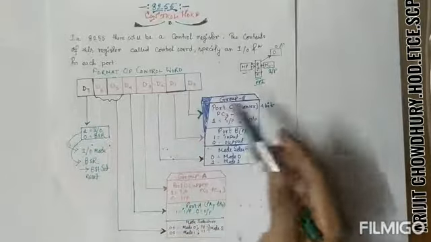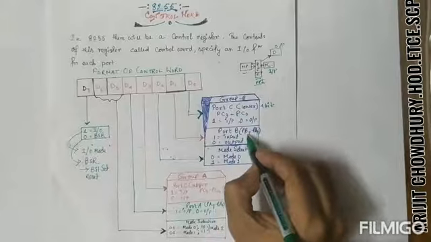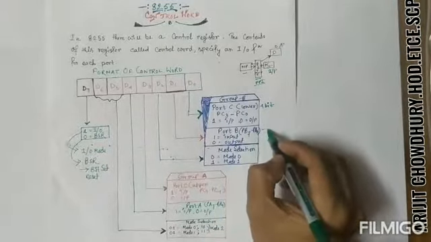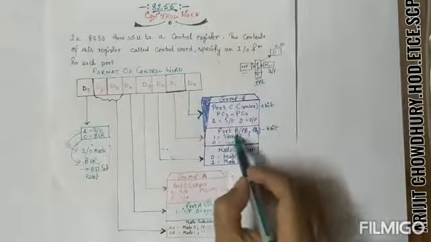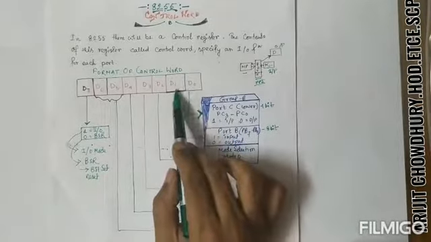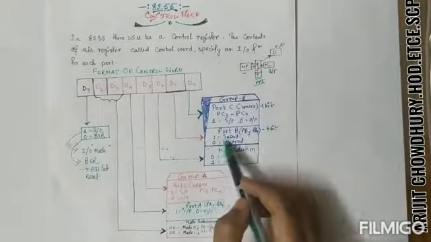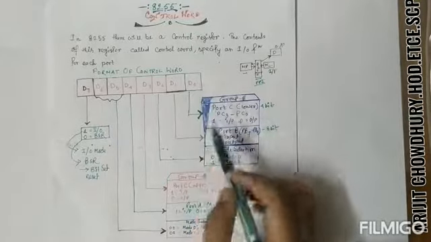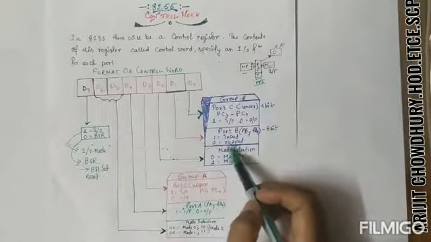Then D1 specifies the function of port B, PB0 to PB7, 8 bits. If the D1 bit is 1, then it acts as input. If the D1 bit is 0, then it acts as output.